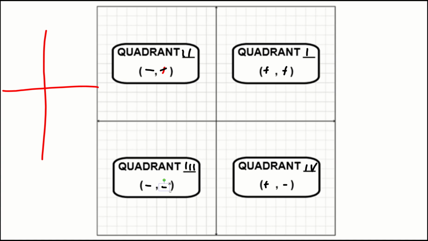So quadrant 1 is positive, positive. Quadrant 2 is negative, positive. Quadrant 3 is negative, negative. Quadrant 4 is positive, negative. When we do our rotations, this is going to be very helpful. This is stuff we went over in 6th grade math, but some of y'all don't always remember all that stuff.